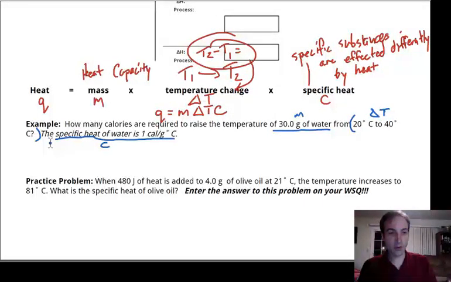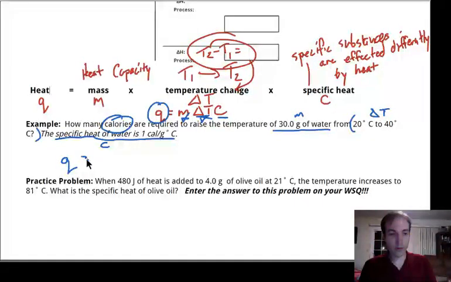Okay, so what's the one variable that's left off that we haven't used? Well, we've got the M, we've got the delta T, the C. So the thing we're solving for is Q in this particular scenario. And notice it says how many calories are required, and we know that calories is the non-SI unit for measuring heat. It's the unit based on measuring the change in temperature of water. So let's plug these in and see what Q is.